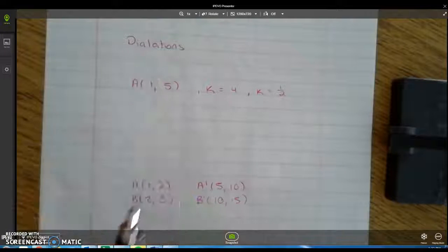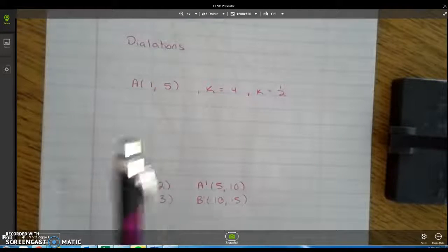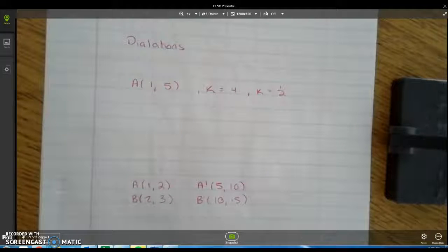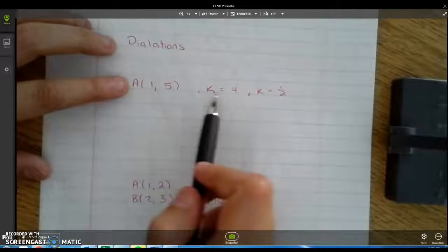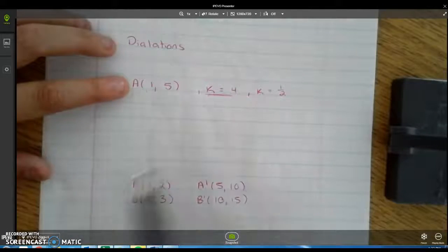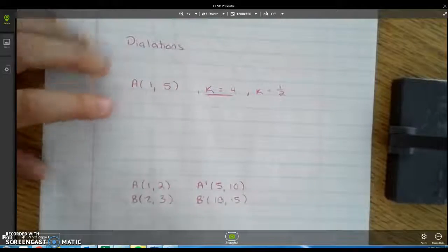Okay, we talked about dilations in class today, so I'm going to give you a brief overview of that, and then I'm going to give you some problems to do. But remember, if my k, that's my scale factor, is bigger than 1, I'm going to have an enlargement.